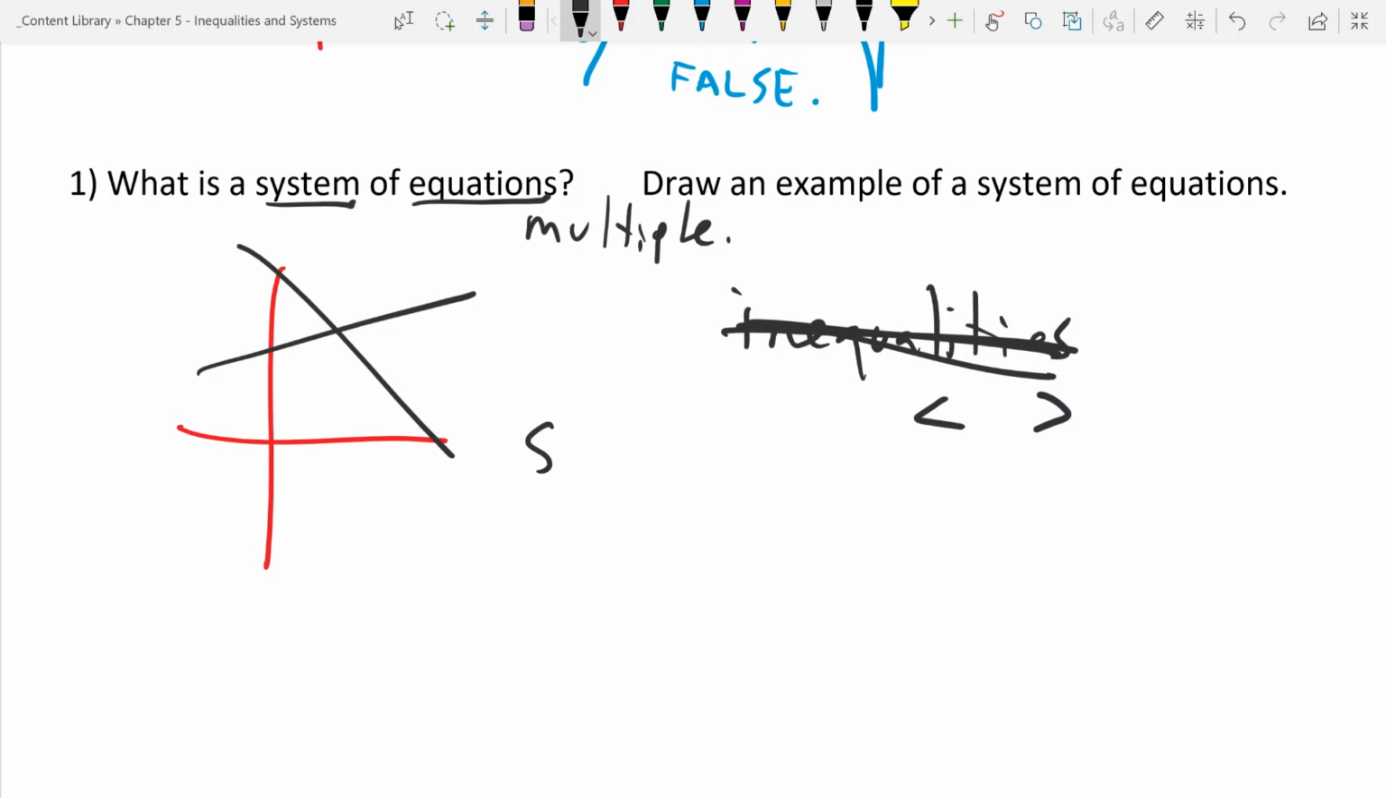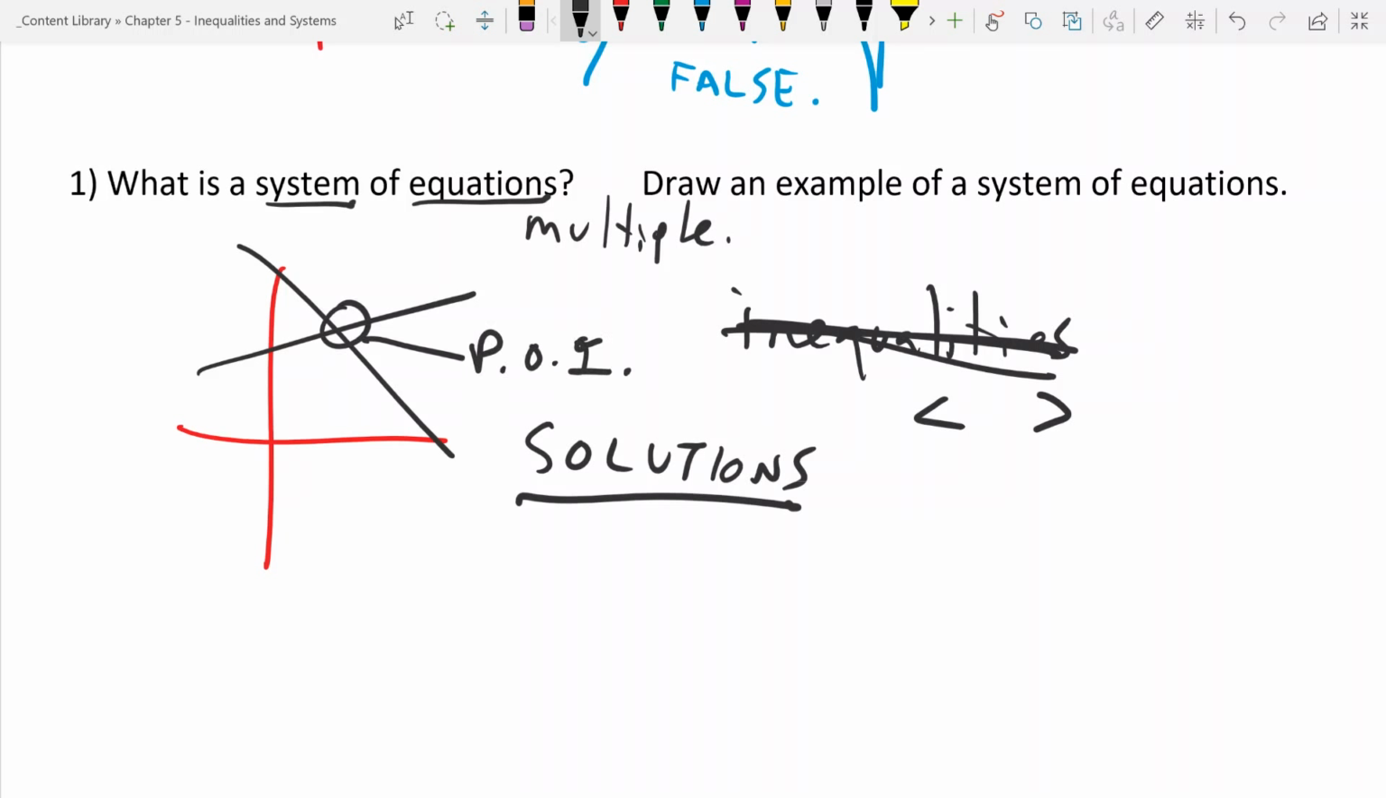What we always want in most math is solutions. The solution to a system is the point of intersection, the POI. One skill you need to have is to graph it and be able to see that point of intersection. That is when the X and the Y values of that point are true for both lines.